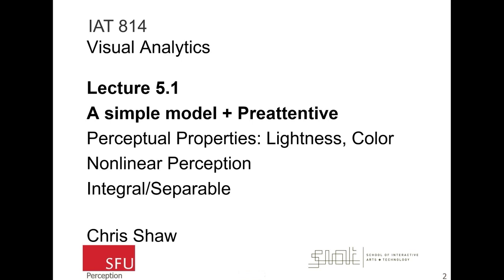The next lecture segment will be about perceptual properties, lightness, color, and other things that you can see. The third lecture segment is going to be about nonlinear perception, that is to say, ways in which the thing that you draw on the screen does not get perceived in exactly the same way you intended it geometrically. And finally, we will talk in lecture segment 5.4 about integral versus separable visual dimensions and how they can affect the perception of data plotting.